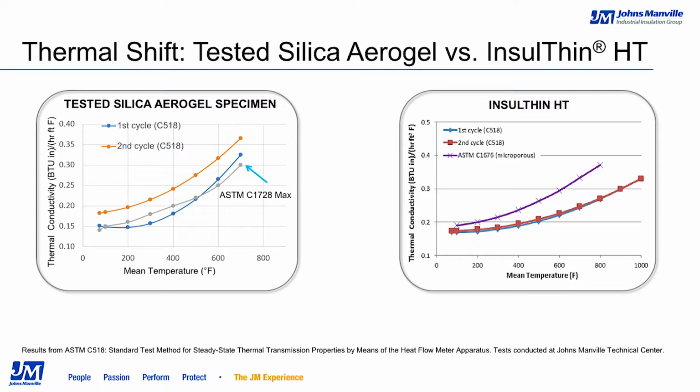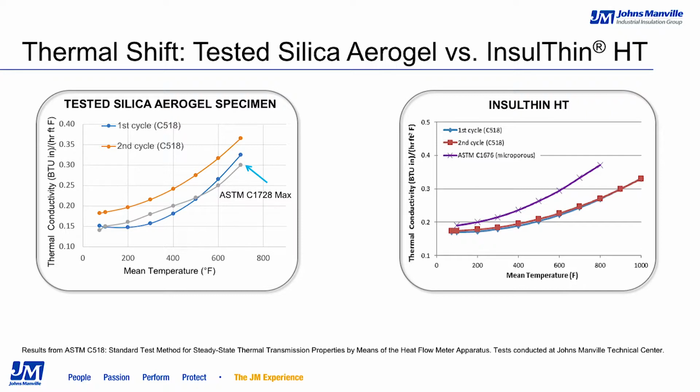So let's look at the example on the right, the Insulthin HT. On that graph, we're going to see 3 lines. The first line, being the purple line, is going to be the ASTM maximum for the Insulthin product. And then we're going to see 2 overlapping lines, first one being a blue line, the second one being the red.